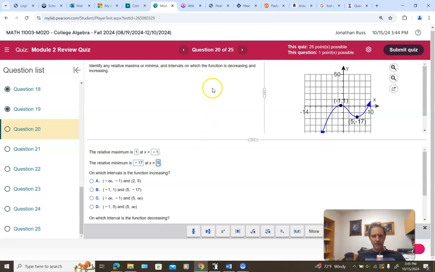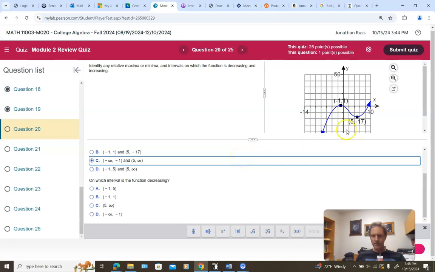All right, and then as far as the question, on which intervals is the function increasing? It's increasing here, so it was always increasing all the way to negative 1, because that's the x coordinate. So from negative infinity to negative 1, and then again from this point onward. So this point has an x coordinate of 5, so from 5 to positive infinity. So it's got to be choice C.